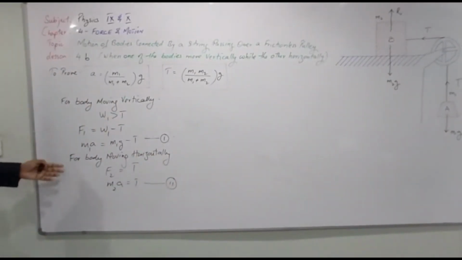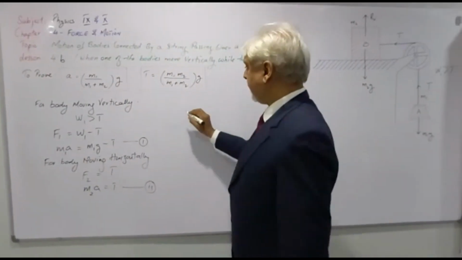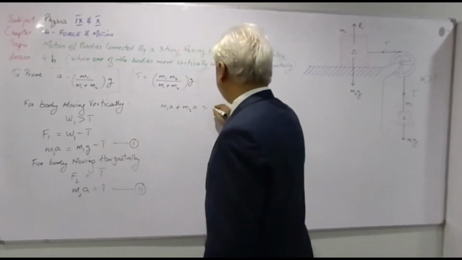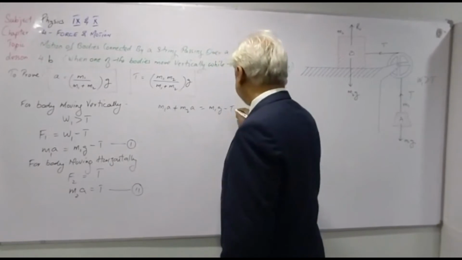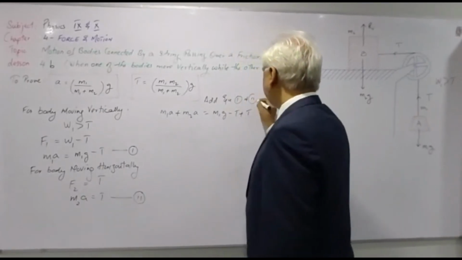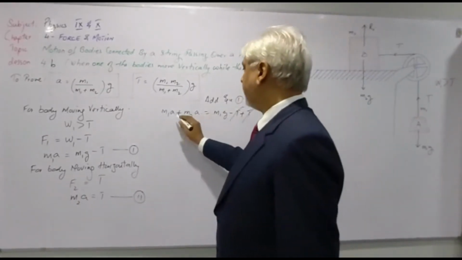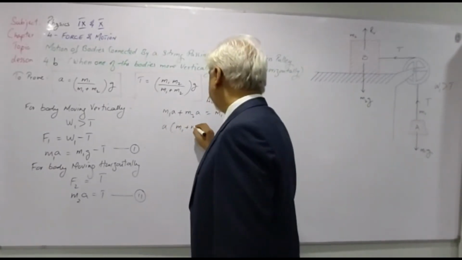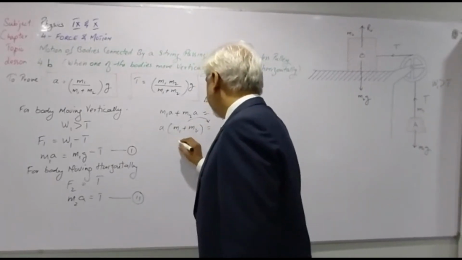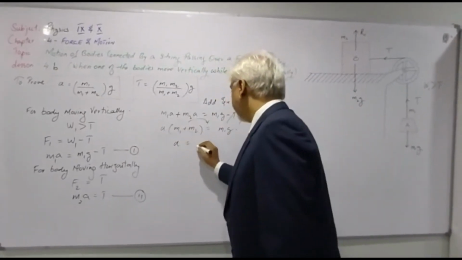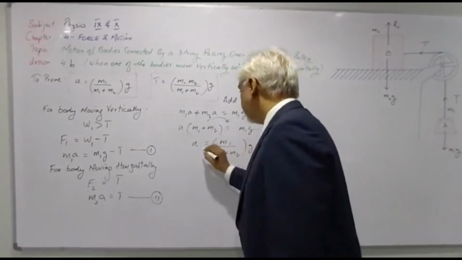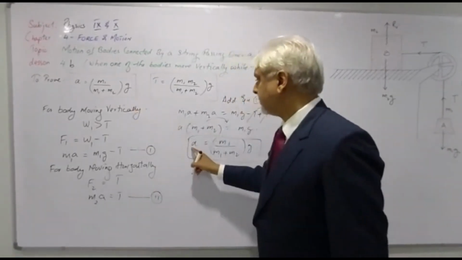Now when you add the two equations, what do we get? m1a plus m2a equals m1g minus T plus T. This is when we add equations 1 and 2. Now minus T and plus T will cancel out. Here we can take acceleration common, so we get (m1 plus m2) a equals m1g. When you move this to the other side, it will be divided, so a equals m1 over (m1 plus m2), the whole multiplied by g. g is your acceleration due to gravity. Hence we have just proved acceleration.